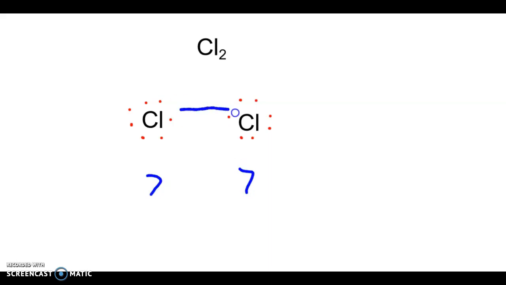So this pair right here would be called the bonding pair. We could just draw it like this: you have 1, 2, 3, 4, 5, 6, 7, and then it's going to share this, so these 2 electrons are going to count as electrons for both of them. So both chlorines now have 8.